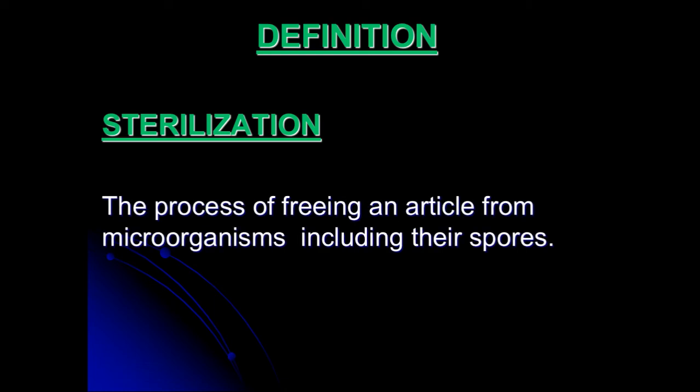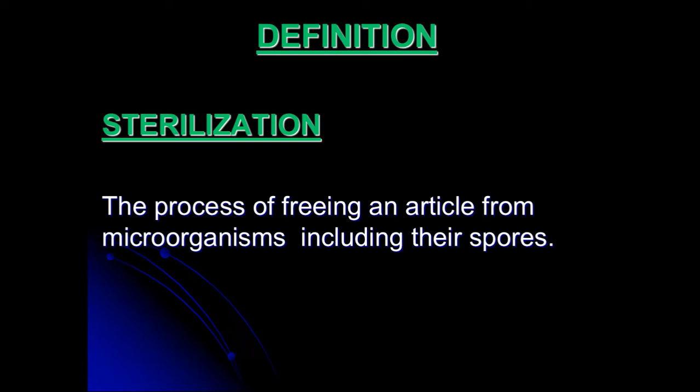First, we will go for the definitions and come across this chapter. The first and most important is sterilization. We have just seen why it is necessary to use sterilization. Sterilization means the process of freeing an article from microorganisms, including their spores. You can also define it as the process of freeing an article, surface, or medium from microorganisms, including their spores.